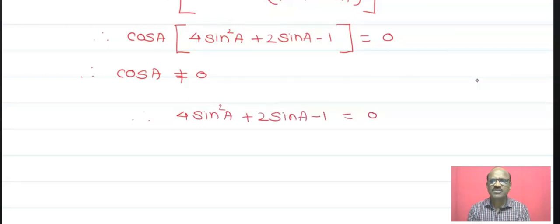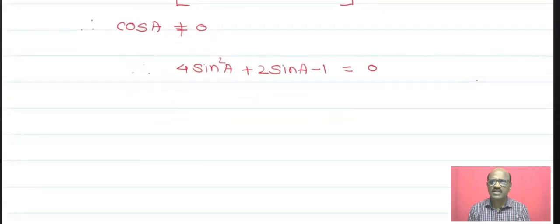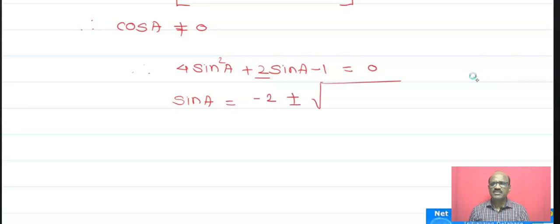4 sine square A plus 2 sine A minus 1 equals 0. Now we will solve this quadratic equation by using the formula: ax square plus bx plus c equals 0, where x is sine A, x equals minus b plus or minus root of b square minus 4ac, over 2a. Here we have applied the formula, where b is 2, plus or minus root of b square minus 4ac.